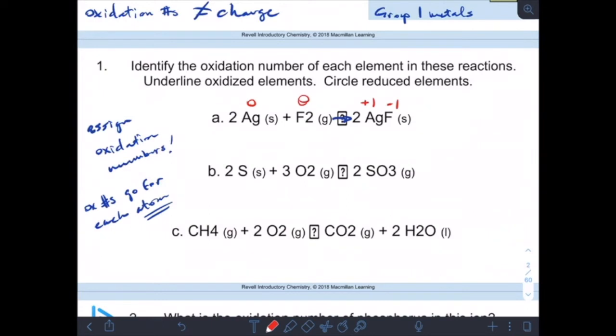Okay? Now, let's think about it. Reduction means to reduce, right? So the oxidation number is going to go down, right? So if my oxidation number goes down, things are reduced. So if fluorine goes from a 0 to a -1, silver goes from a 0 to a +1. That one went up. Okay, so fluorine has been reduced, and silver, that oxidation number went up.